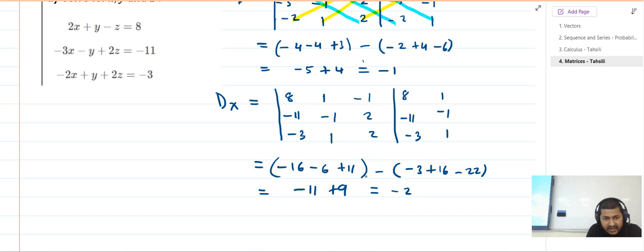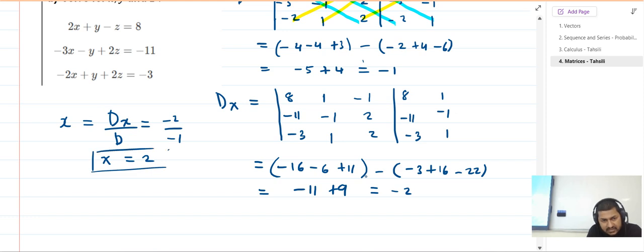So what's the answer for x? To solve for x, you're going to say dx over d. Dx is -2 over -1, so x is equal to 2. Perfect. I got an answer for x. Right, now let's find dy.